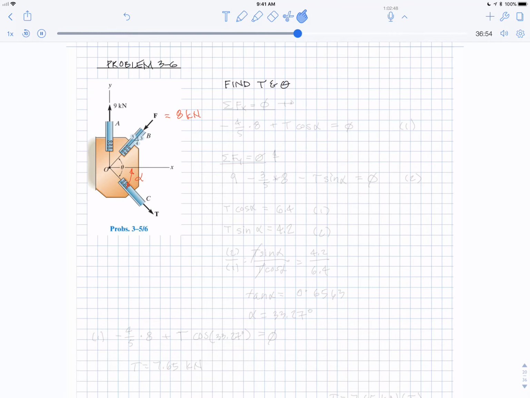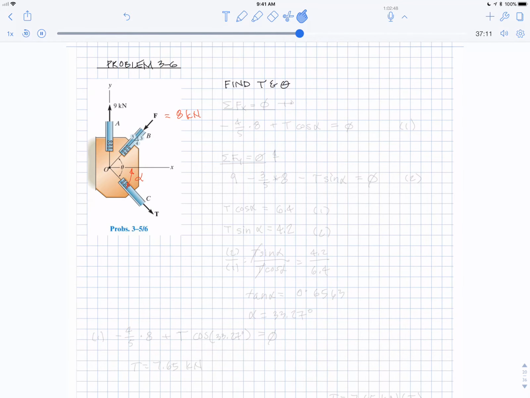Okay, we're just going to do the same thing again. We're going to take sum of Fx equals 0, then sum of Fy equals 0. We'll have two equations, two unknowns, and do a little algebra to solve. Hopefully this is starting to get boring for you. That would mean you understand how to do it.